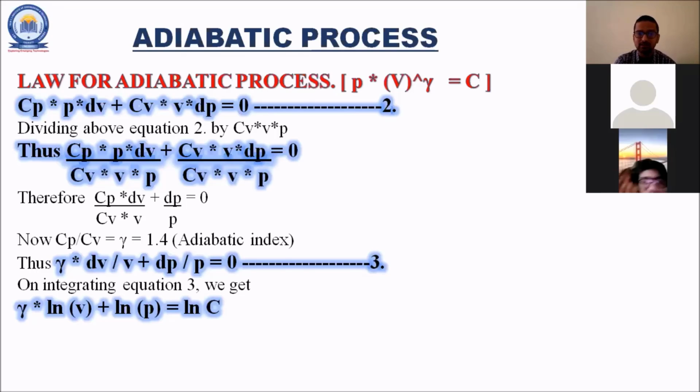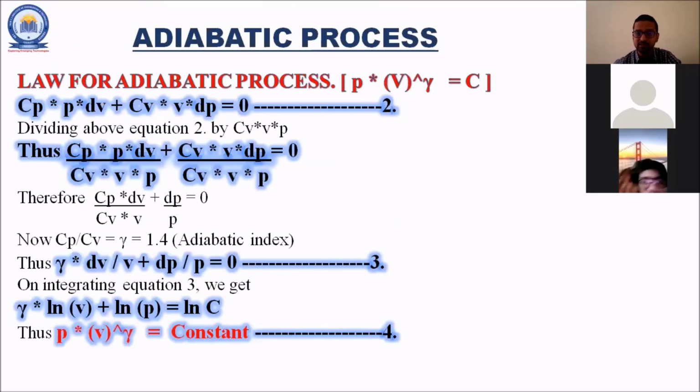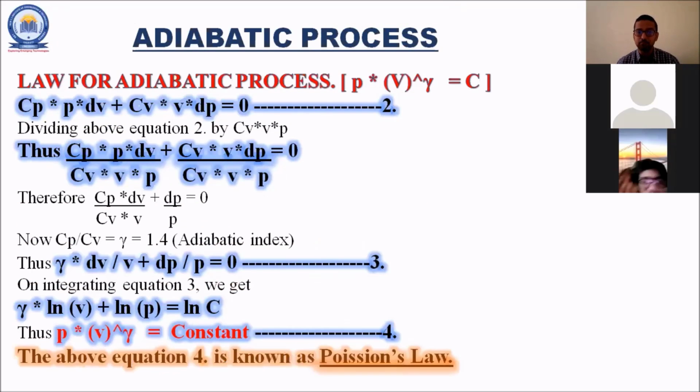So now friends, I can take the value of gamma to the head of V. So I will be getting ln V raised to gamma plus ln P is equal to ln C. So there is ln throughout this equation, so I can remove the ln, and finally I will be getting this equation: P into V raised to gamma is equal to constant. And this equation is known as the Poisson's law. So the above equation 4 is known as the Poisson's law.